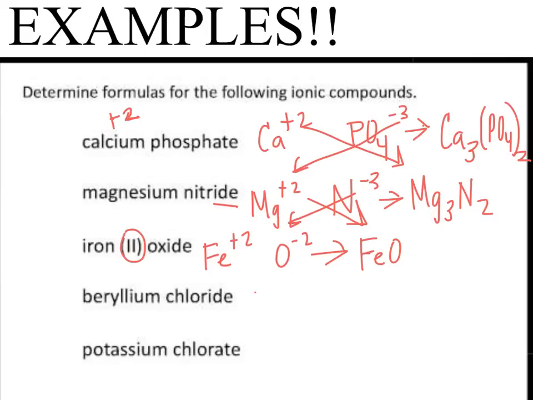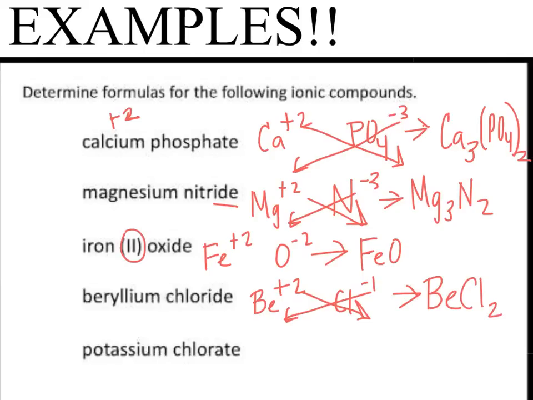All right, beryllium is Be, and that is in group 2. So it's plus 2. Chloride, Cl, and that has a -1 charge. So you can cross the 2 down there. The other one is just a 1, but we don't really need to write the 1, so it will just be BeCl2.